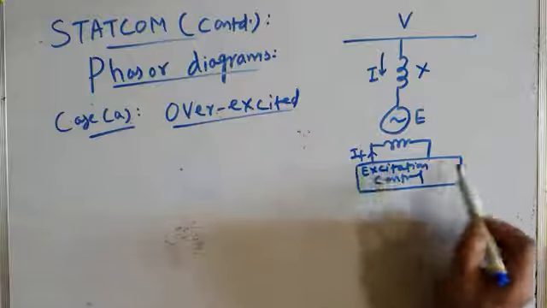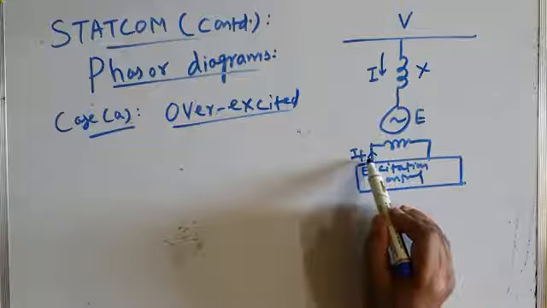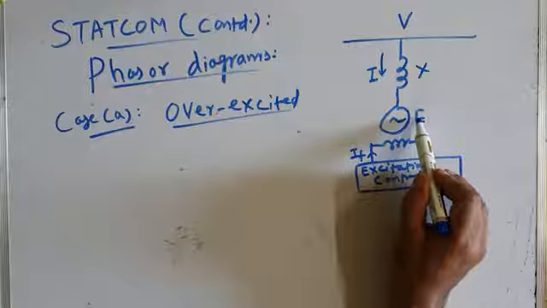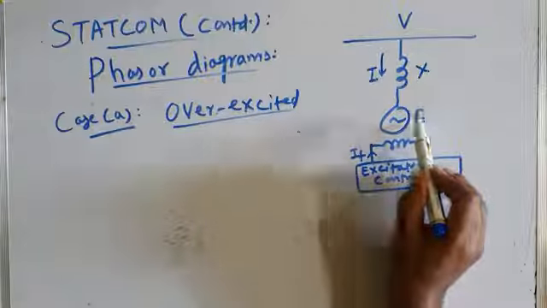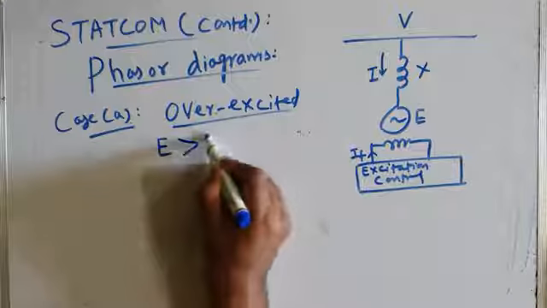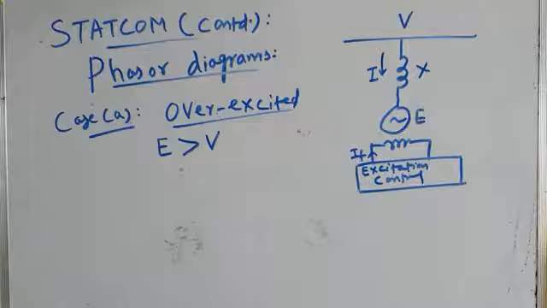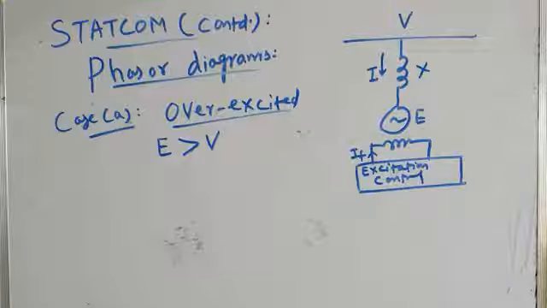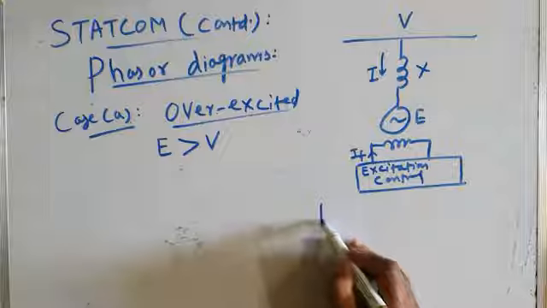Overexcited means that your excitation control increases the field current in the field winding, and hence increases the machine generated voltage, which ultimately becomes greater than V. So E becomes greater than V. That means the machine generated voltage becomes greater than the bus voltage to which it is coupled. Equivalently it will look like this.